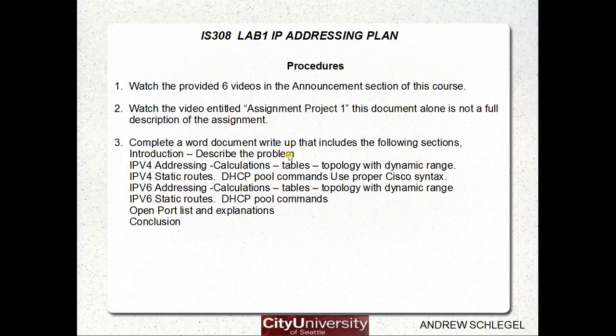Okay, so you're going to do a Word document write-up that includes the following sections. An introduction, which just describes the problem. IPv4 addressing, calculations, tables, topology with a dynamic range. IPv4 static routes. DHCP pool commands using proper Cisco syntax. And then after that, you'll repeat the whole thing using IPv6. So you'll do an IPv6 addressing, calculations, tables, topology, and dynamic range. IPv6 static routes, DHCP pool commands.